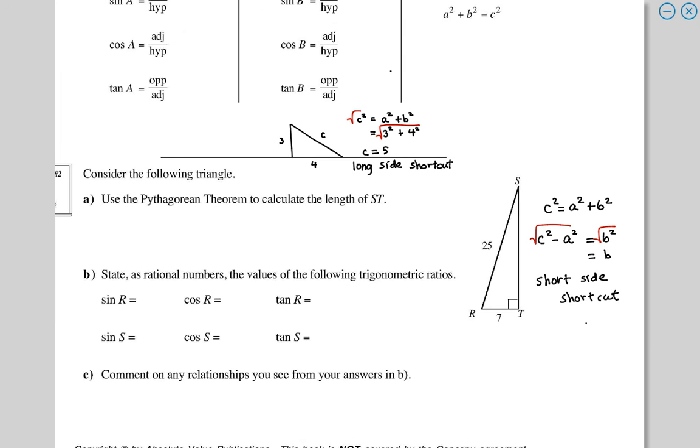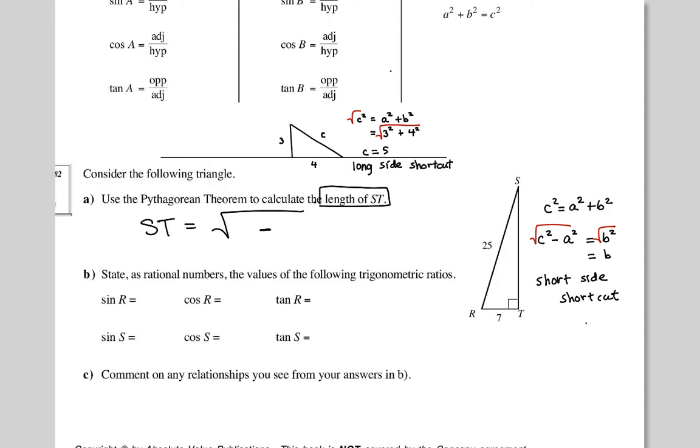Okay? That's your short side shortcut. All right, so to solve for ST, the length of ST, it's a right angle triangle. I know 2 of the sides, so I'm allowed to use Pythagorean theorem. I'm just going to do a shortcut. If it's a short side, just subtract, you guys. If it's the long side, you add.